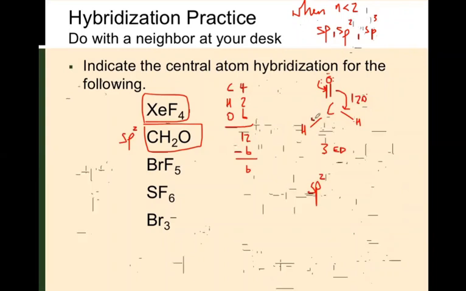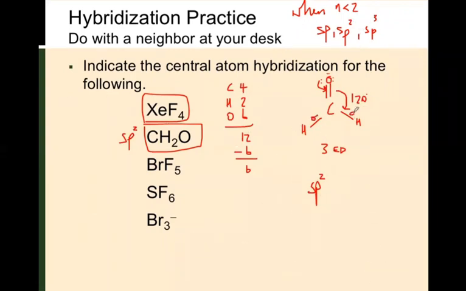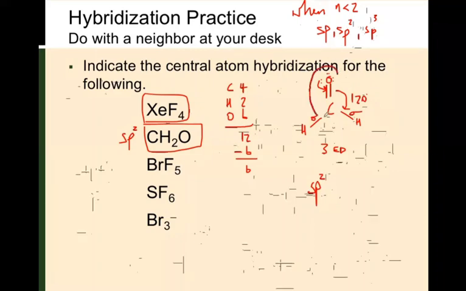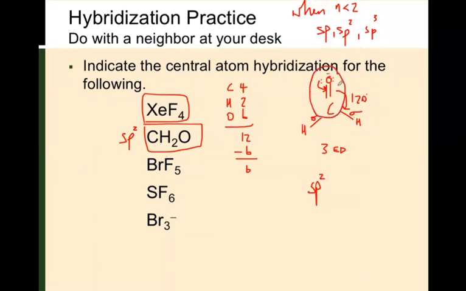We also happen to have a sigma bond here, a sigma bond here. This one, what types of bond do we have here? Well, it's a double bond, but what kind of bonds is it? Is it sigma only? Is it sigma and pi? Is it pi only?